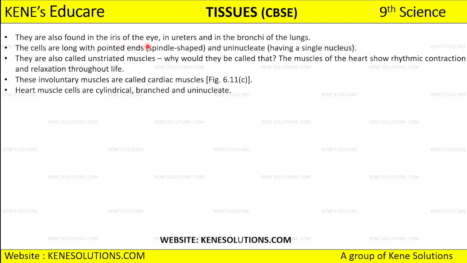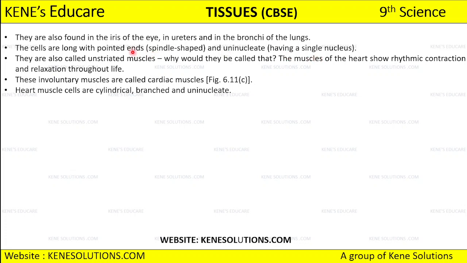Okay, so now this muscular tissue is also found in the iris of the eye, in the ureter and in the bronchi of the lungs. So we can find this muscular tissue present in the iris of our eye, in the ureter as well as हमारे lungs के bronchi के अंदर. So the cells are long with pointed ends, that is spindle shaped ends, and they are uninucleated. It means they are having a single nucleus.